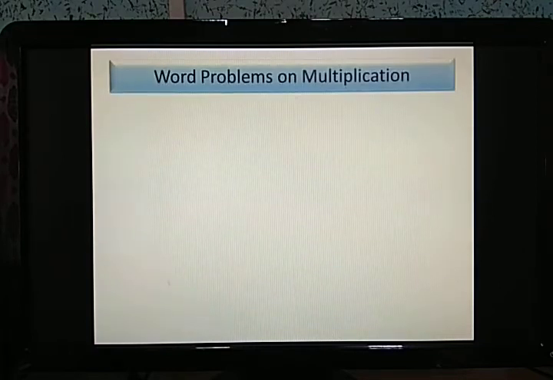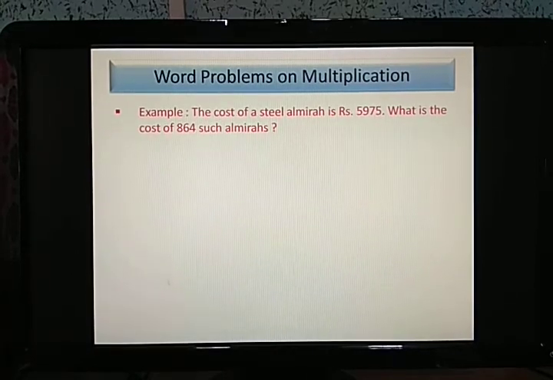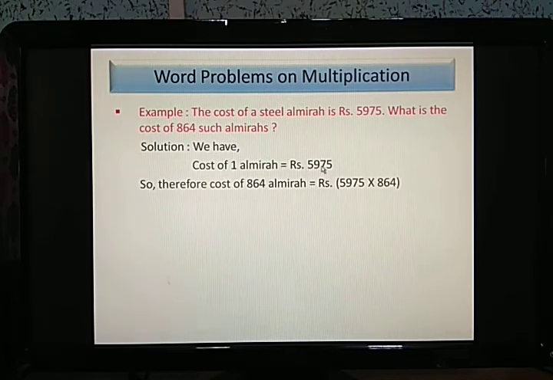Now moving on to some word problems on multiplication. The first example is: the cost of a steel almirah is rupees 5975. One almirah's cost is this much. So what is the cost of 864 almirahs? The answer is very simple. We just have to multiply the cost of one almirah by the number of almirahs that we need to buy. So for 864 almirahs, we multiply the cost of one almirah by 864.